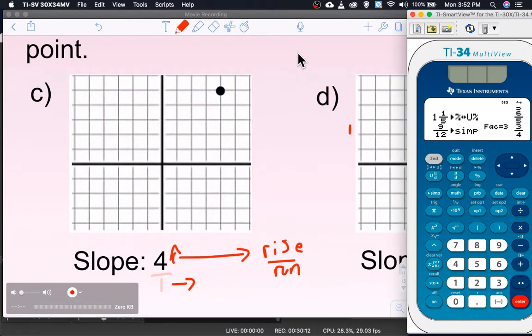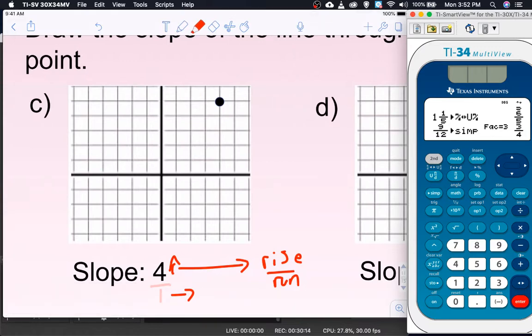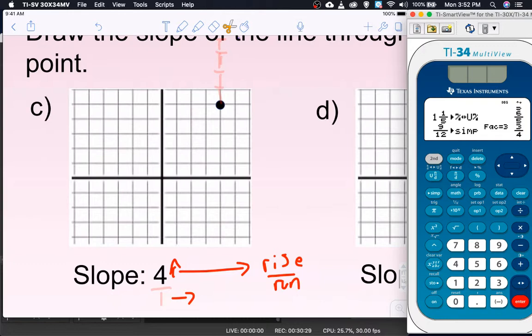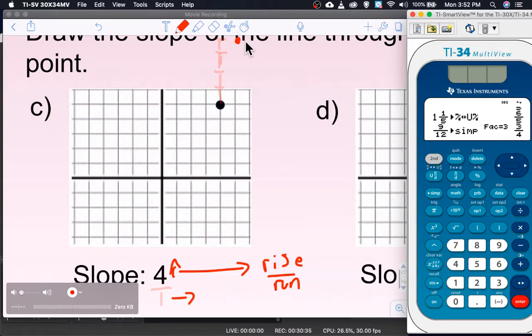Now, one thing you can do, you can always extend it a little bit in your brain. So I'm going up 1, up 2, up 3, up 4 over 1. Just to get me a little bit of an idea. It will be right about there. So there is where my point will be. So my line's going like this.